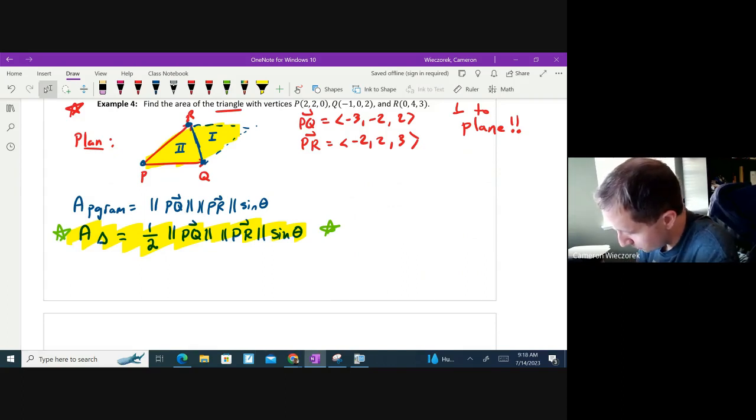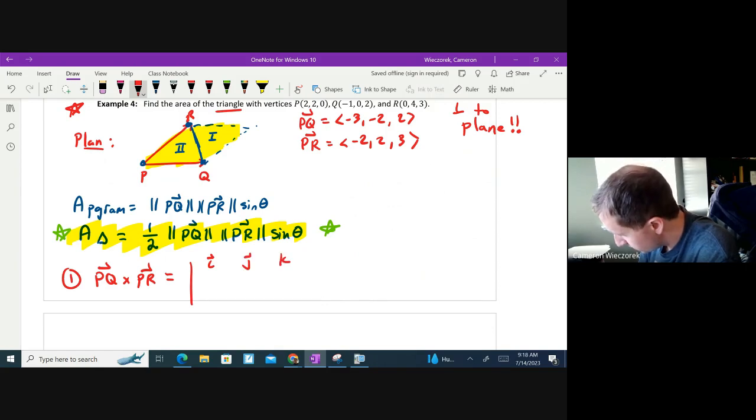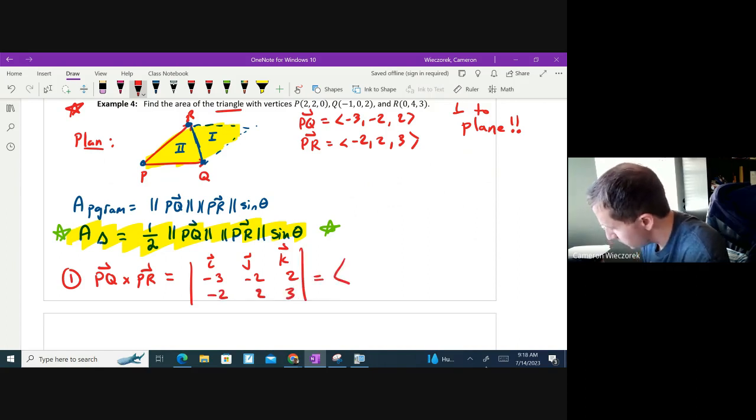Okay, so step 1, before I get the magnitude, I need the actual cross product. So I'm going to set up my determinant, i j k, -3, -2, 2, -2, 2, 3. And so let's see what we get here. I'm just going to skip the ijk stuff and just go straight to component form.